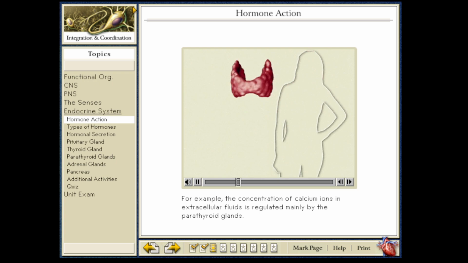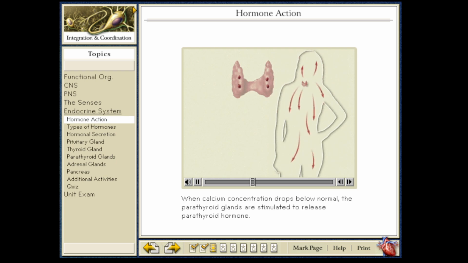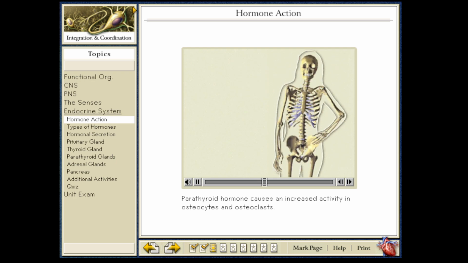For example, the concentration of calcium ions in extracellular fluids is regulated mainly by the parathyroid glands. When calcium concentration drops below normal, the parathyroid glands are stimulated to release parathyroid hormone. Parathyroid hormone causes an increased activity in osteocytes and osteoclasts. These cells dissolve calcium phosphate crystals found in bones, thereby releasing calcium and phosphate ions into the extracellular fluids.